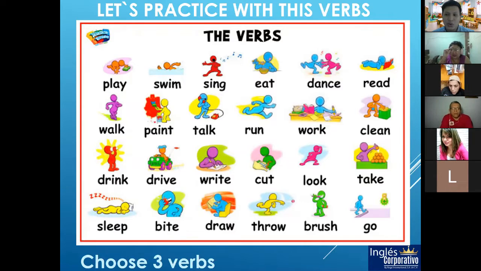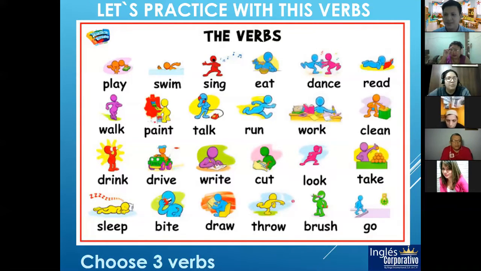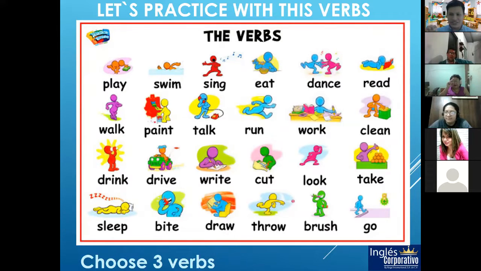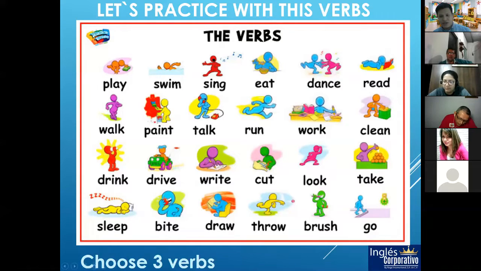Throw. Throw. If you notice the sounds, release naturally, right? Y ustedes notan el sonido sale naturalmente. Se suelta naturalmente. Throw. Entonces son pequeños tips que les voy a ir dando para que la pronunciación sea facilísima. ¿Les parece? Yes. All right. Throw. Very good.